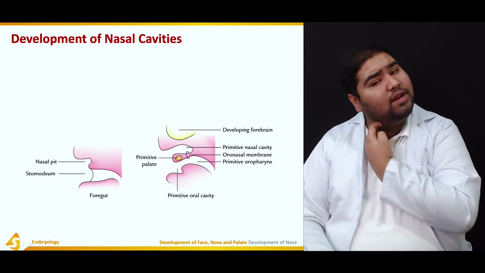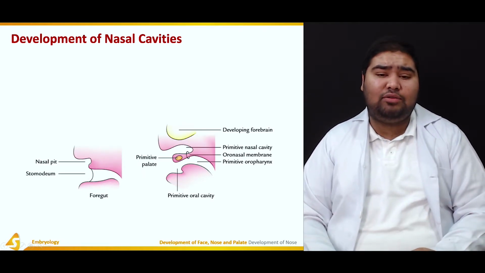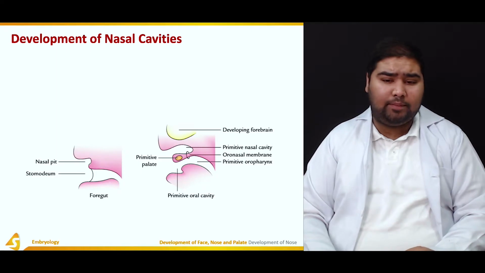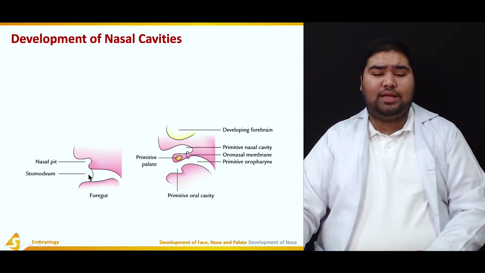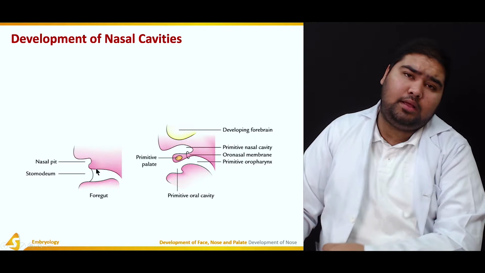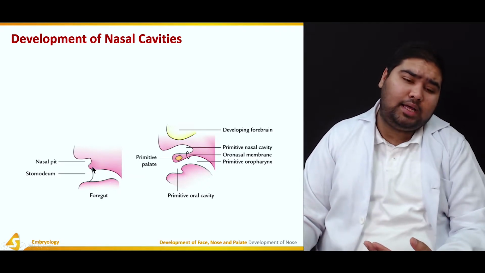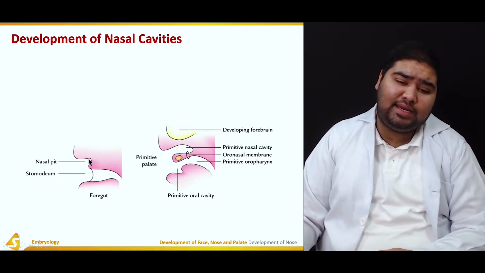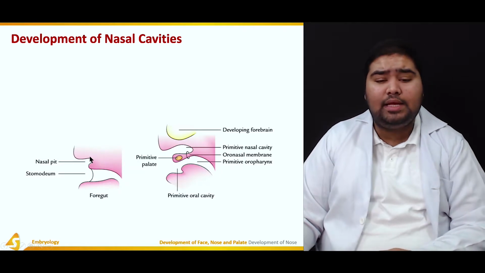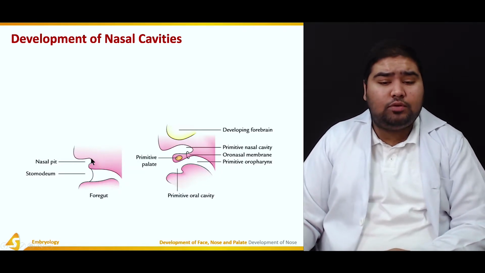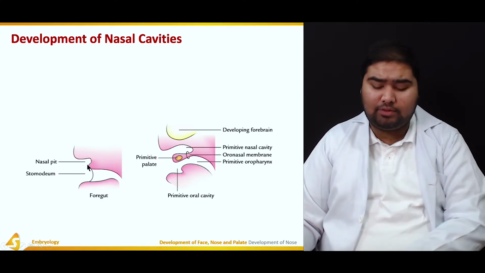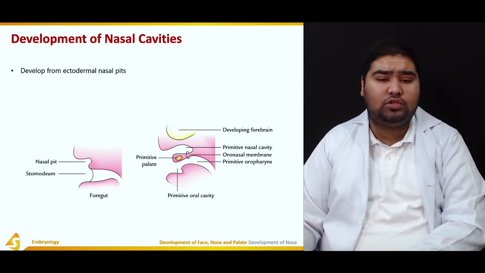Now let's go to the development of the nasal cavities. Let's see how the nasal cavities are developed. So if you refer to the figure again, this is a developing almost 4th week embryo, and this is the area where the nasal pit develops. It lies just cranial to the stomodeum. So nasal pit is actually an indentation in the developing embryo. Let's see how that develops and what actually goes on.